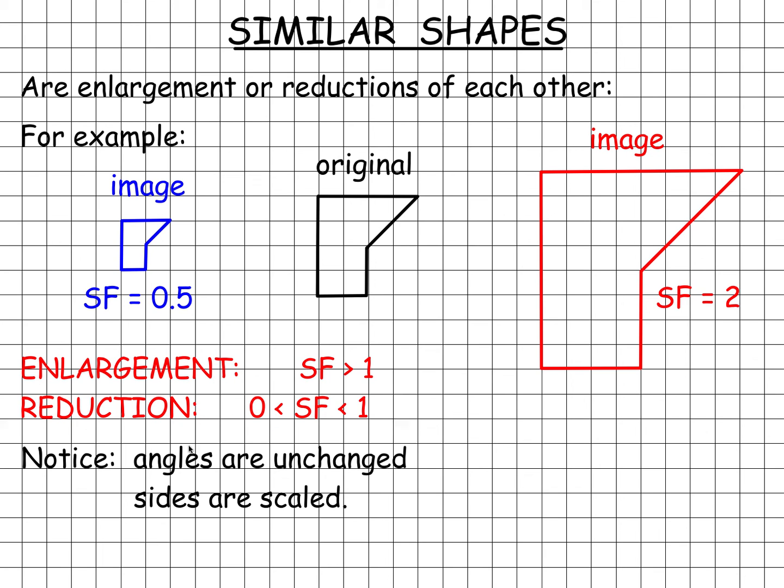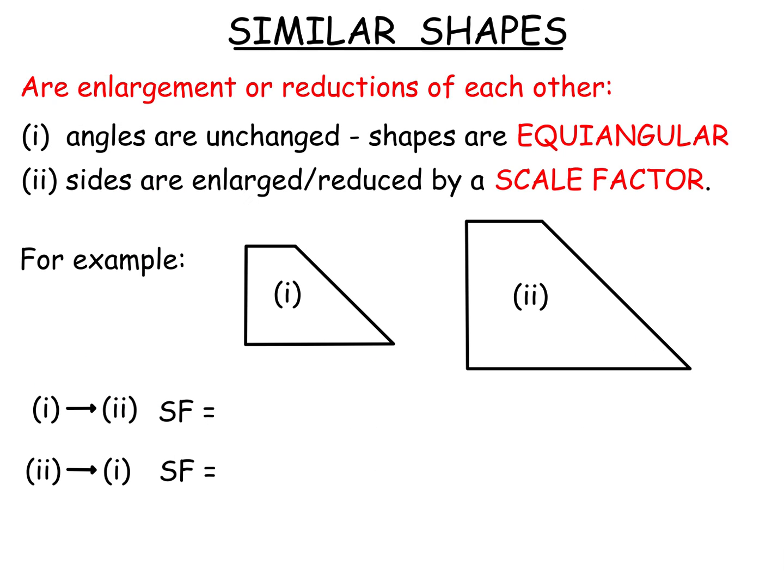Under the enlargement or reduction, the angles are unchanged. We say the shapes are equiangular, but the sides are all scaled by a scale factor. So here it is summarised. Similar shapes are enlargements or reductions of each other. Angles unchanged, so the shapes are said to be equiangular. The sides have all been scaled by scale factor.